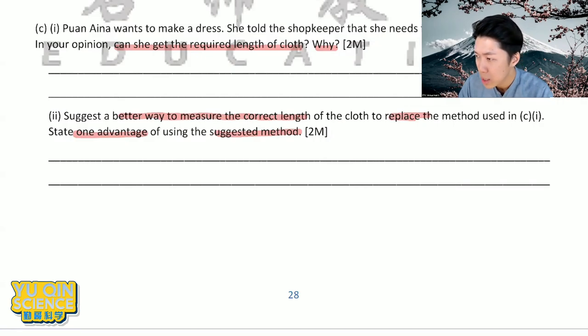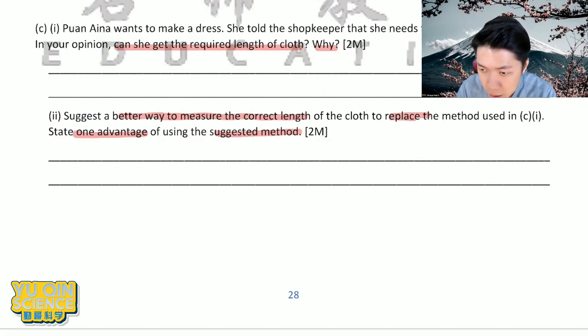Meter ruler. Okay, so why? Well, meter ruler, it's an international thing, a standard unit, SI. Okay, then the second point: meter is the SI unit for length, so you can measure with more accuracy.